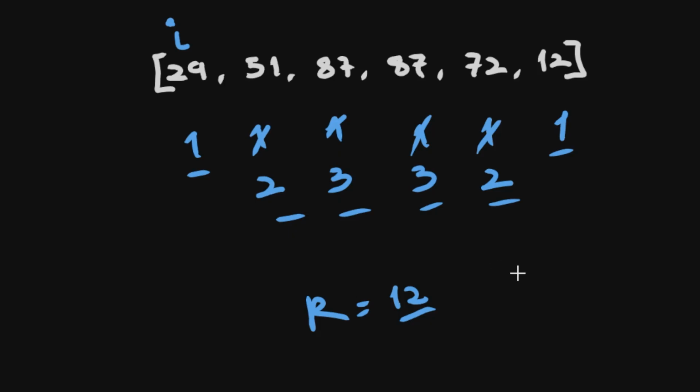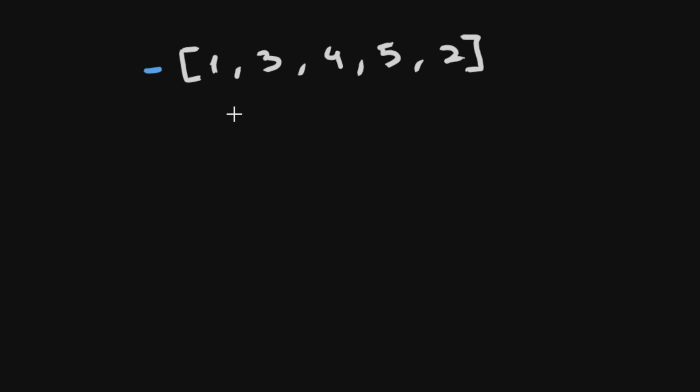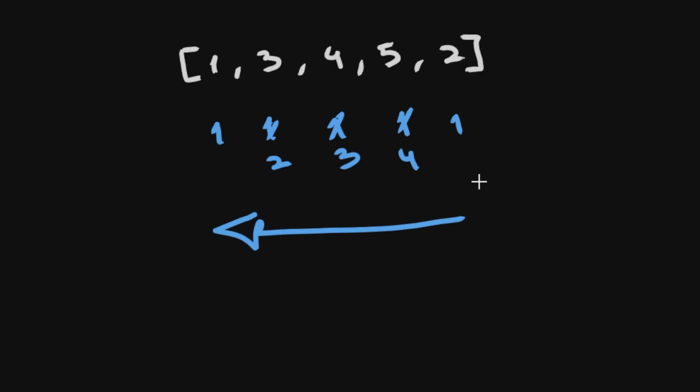So let's see another example. Let's say we have these ratings, we give 1 candy to each child initially. Now we iterate this from left to right from index 1, and we are checking every time if the current value is greater than the previous value. So this will be the array after the first iteration. And now we need to iterate this from right to left.